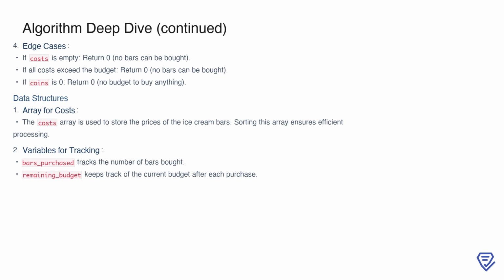Beyond these special cases, the algorithm relies on the costs array and two variables, bars_purchase to track the number of bars bought and remaining_budget to keep track of the current budget after each purchase. These components ensure the algorithm remains simple and efficient while addressing various input scenarios.